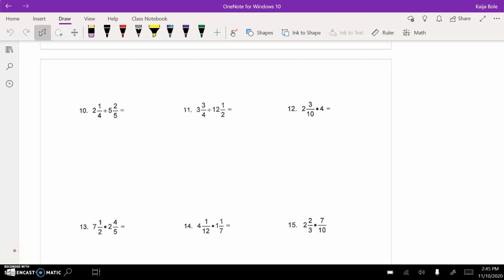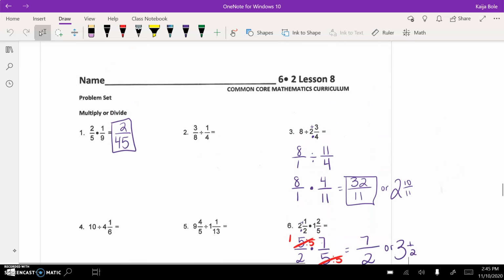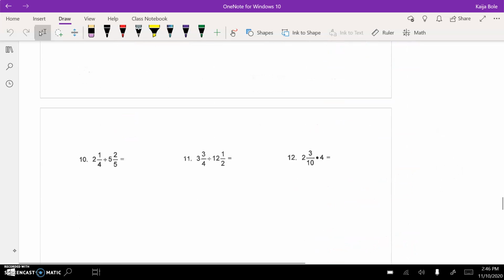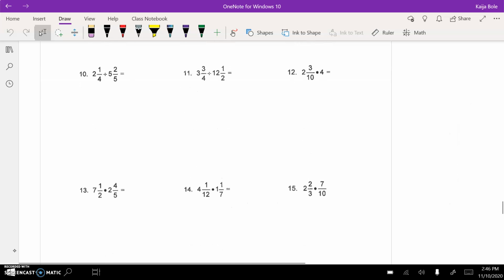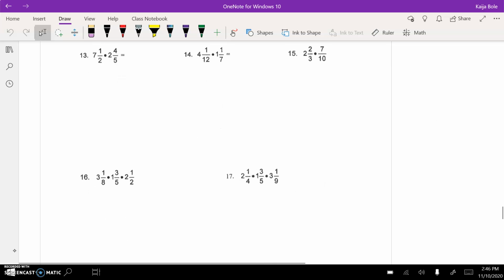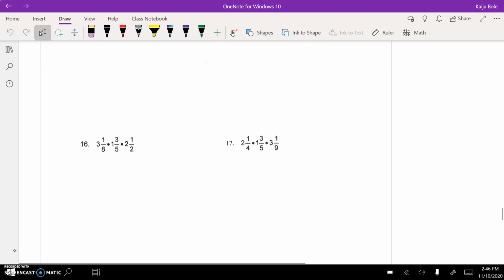Alrighty, here we are on the second day of the 2.8 classwork. So yesterday you did the page that looks like this. Today we are doing 10 through 17. Now I know these aren't all division questions, and that's okay because we're still practicing the same skills. I want to look down at the bottom at number 16.